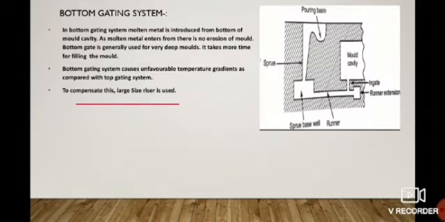Bottom gating system. In bottom gating system, molten metal is introduced from the bottom of the mold cavity. As molten metal enters from the bottom, there is no erosion of mold. Bottom gate is generally used for very deep molds. It takes more time for filling the mold. Bottom gating system causes unfavorable temperature gradient as compared with top gating system. To compensate this, a large size riser is used.